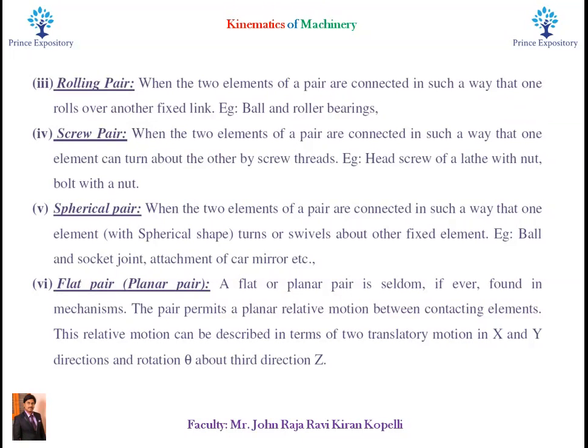Flat pair or planar pair. A flat or planar pair is seldom, if ever, found in mechanisms. The pair permits a planar relative motion between contacting elements. This relative motion can be described in terms of two translatory motions in x and y directions and rotation theta about direction z.